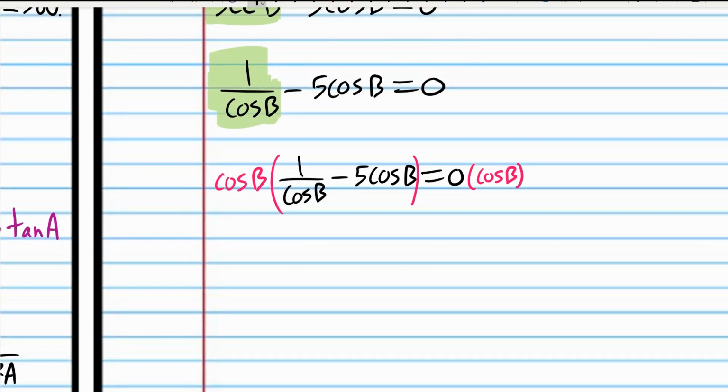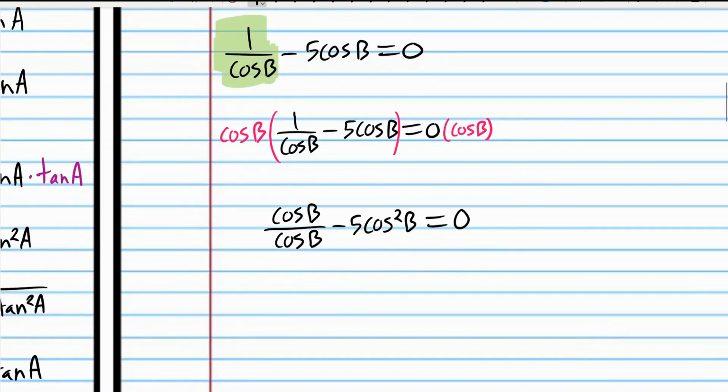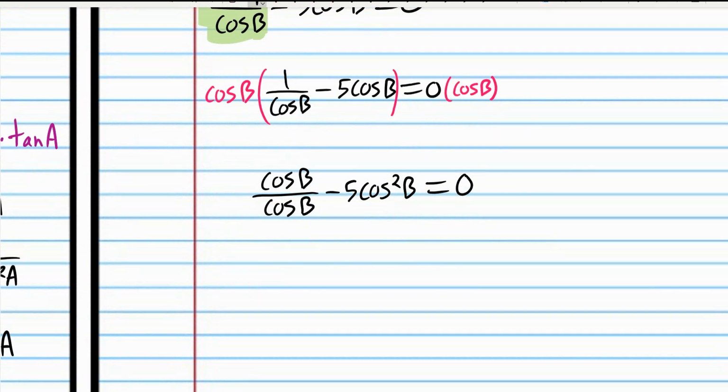So now we're going to use the distribution property, and the reason I multiplied by cosine b is it's going to get rid of this fraction. We don't like fractions, as we explained in the previous problem. So I'm going to multiply cosine b times 1 over cosine b, and you don't really need to show this step, but if you do that, you get cosine b over cosine b. Then I'm going to multiply cosine b by negative 5 cosine b, and I get negative 5 cosine squared b, and 0 times cosine b is 0. Of course, this is just 1.